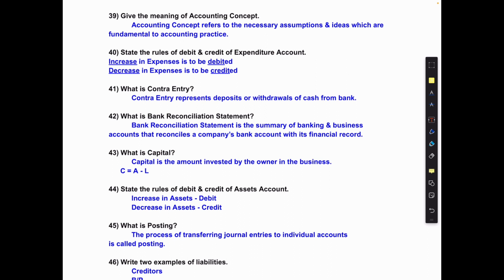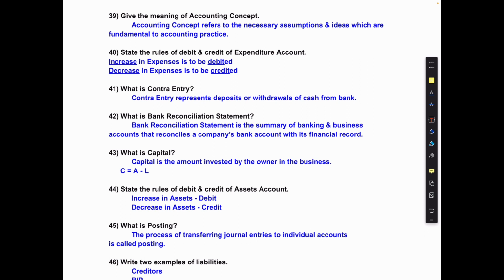41. What is contra entry? Contra entry represents deposits or withdrawals of cash from bank. Example, cash deposited into bank or cash withdrawn from bank. Entry will be bank account debited to cash account or cash account debited to bank account.